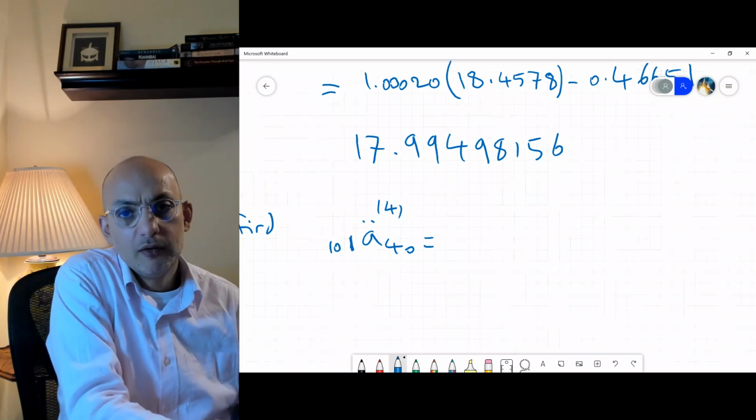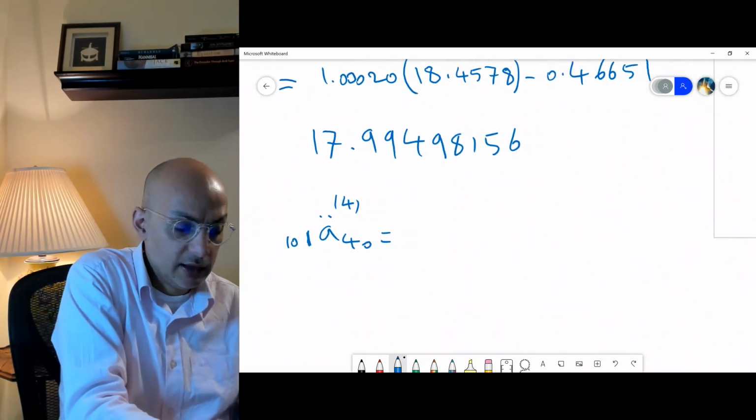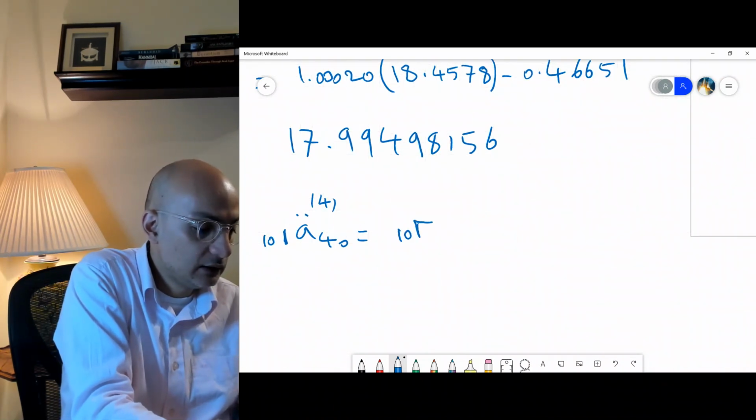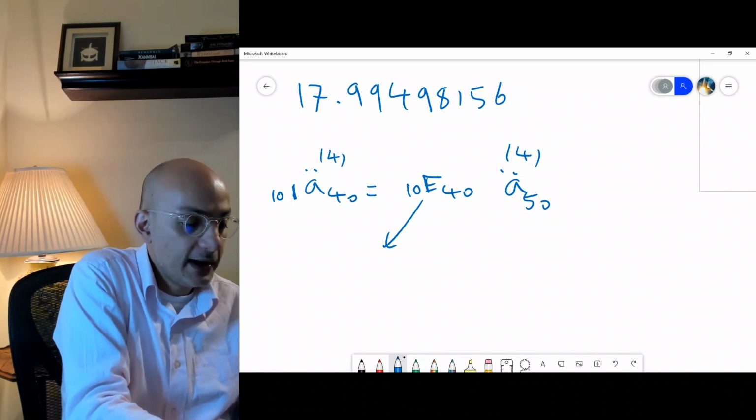There are several ways to calculate it. Let's use the easiest way. The easiest way is to recognize that this is 10E40 times A50. 10E40, you go back to the life table.